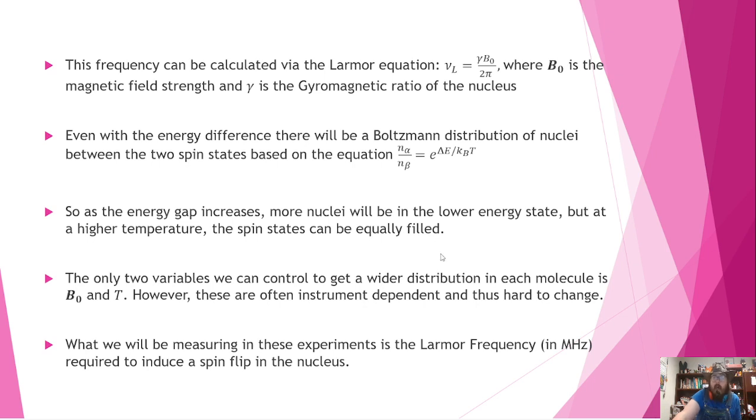Basically, not all atoms will have the same energy, so if some of them have enough energy, they can adopt the high energy spin state. Now, if you give all of them more energy, then it's going to be equal distribution. So the only two variables we can control to get a wider distribution are a stronger magnet and changing the temperature. However, these are often instrument dependent and thus hard to change.